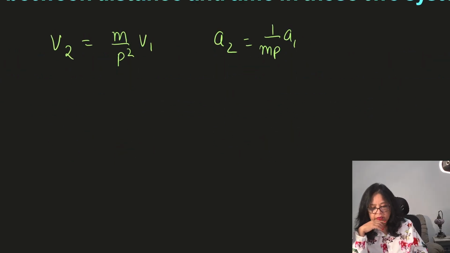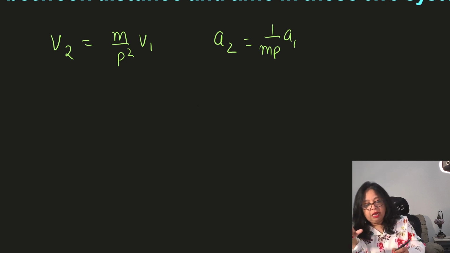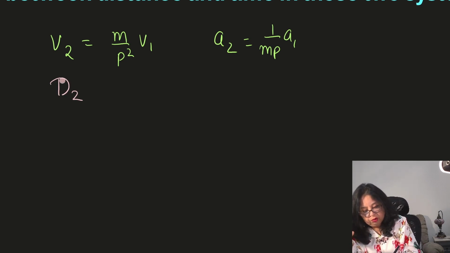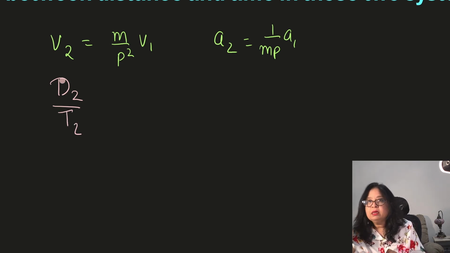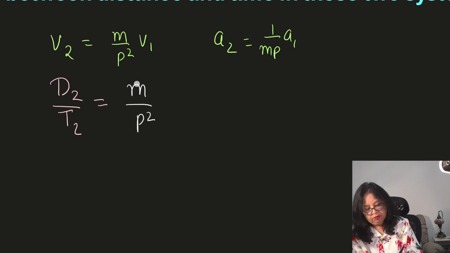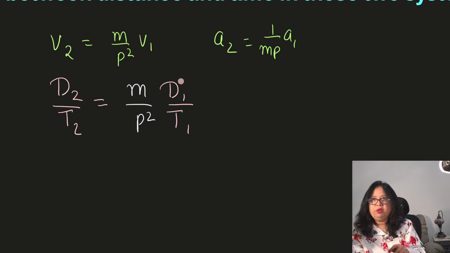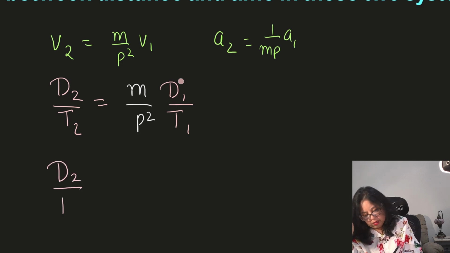Now, velocity is displacement over time, correct? So for V2, I'm going to write D2 over T2. Displacement in the second system of units divided by time in the second system of units equals m over p squared times V1. V1 will be D1 divided by T1. Now, let's do one thing. Let's have D's on one side of the equation and the T's on the other side of the equation. So tell me if you see what I'm doing. Can you do what I'm doing here?